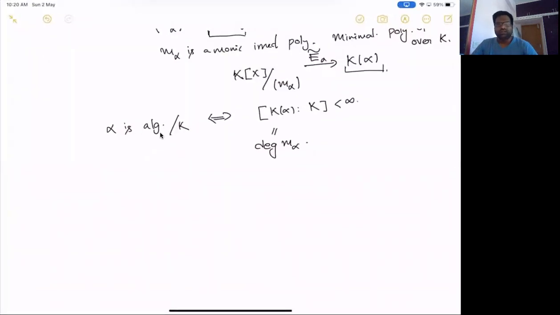All right, so we discussed this theorem which says: let L over K be an extension and let alpha be an element in L. Then alpha is algebraic over K if and only if the degree of the extension K of alpha over K is finite. If it is so, then the degree is given by the degree of its minimal polynomial of alpha, which is in K[X].